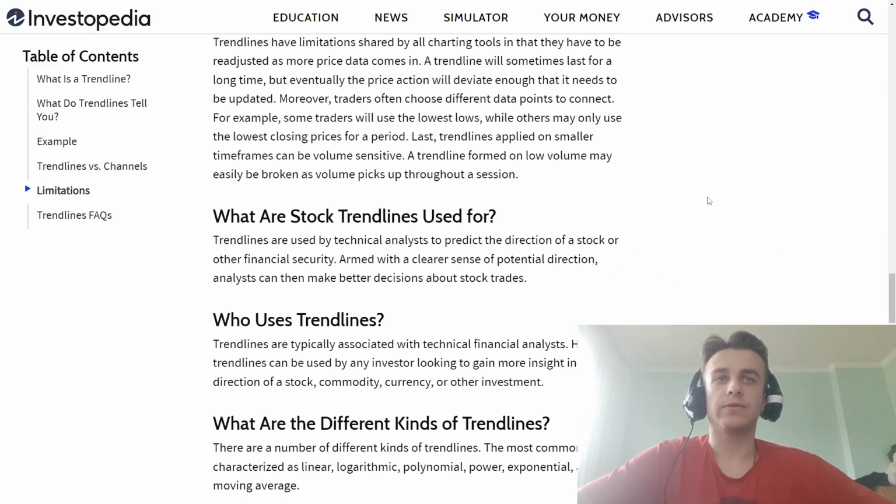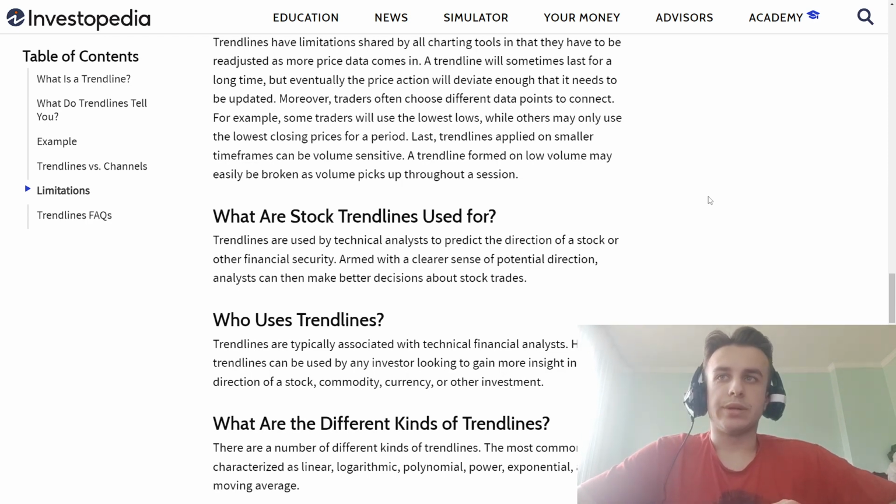What are trend lines used for? Trend lines are used by technical analysts to predict the direction of a stock or other security. Armed with a clear sense of potential direction, analysts can make better decisions about stock trades.